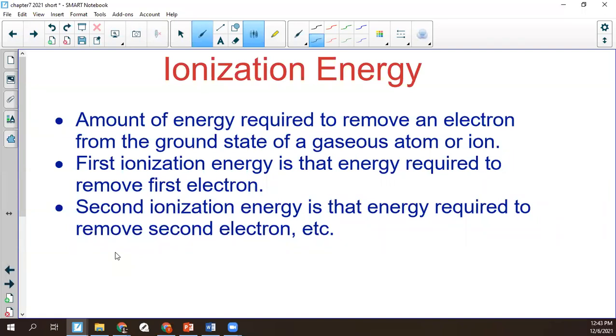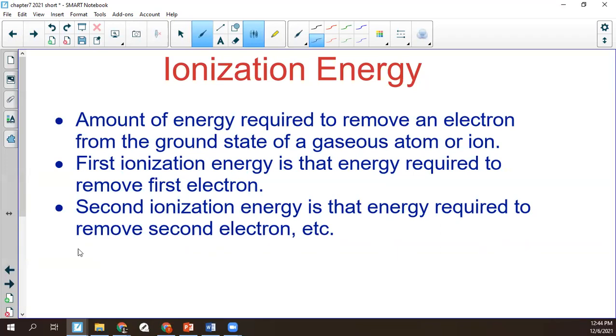The definition, ionization energy is the amount of energy required to remove an electron from the ground state of a gaseous atom or ion. Don't worry a ton about that besides the energy required to remove an electron. And it's going to be its valence electron at first. So, well, it's right here. The first ionization energy is that energy required to remove the first electron.